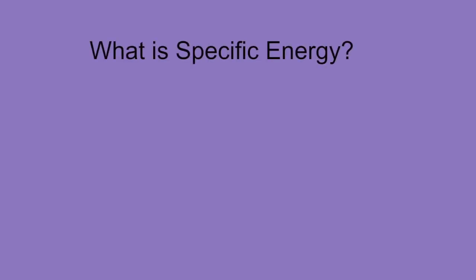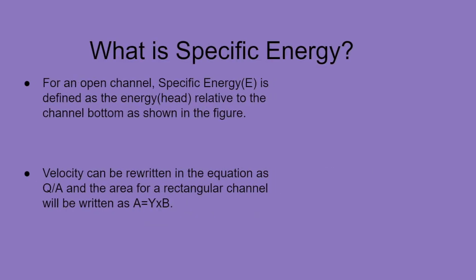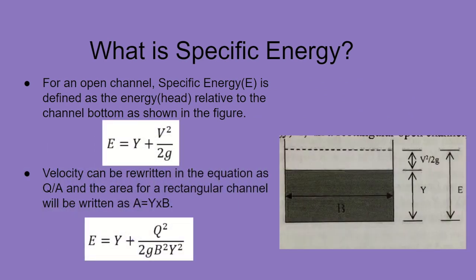For an open channel, specific energy is defined as the energy, or head, relative to the channel bottom, as shown in the figure. Velocity can be rewritten in the equation as Q over A, and the area of the rectangular channel will be written as A is equal to Y times B.